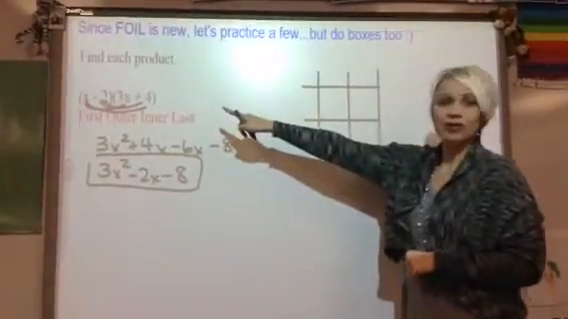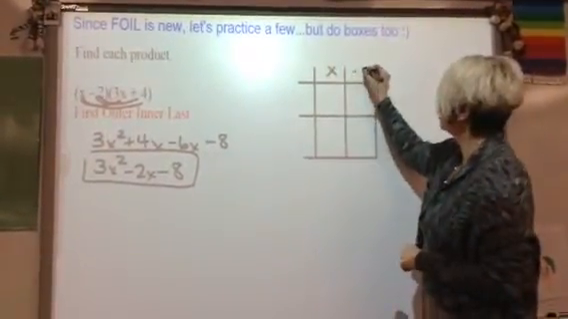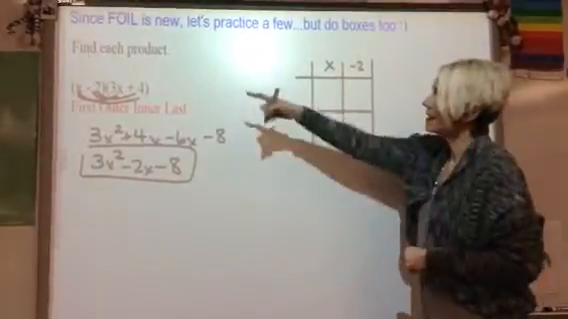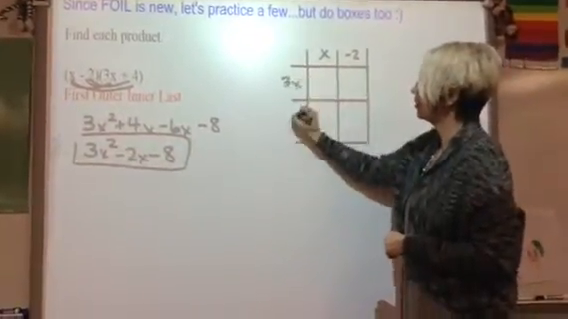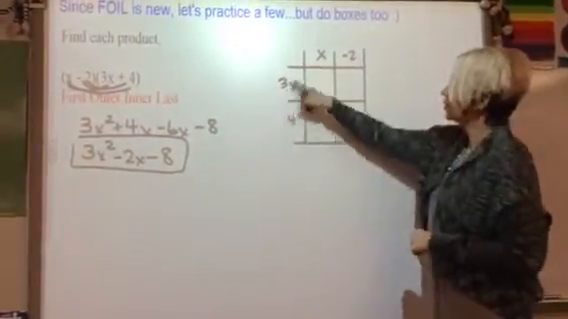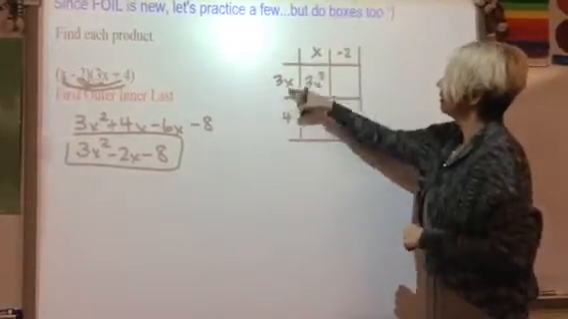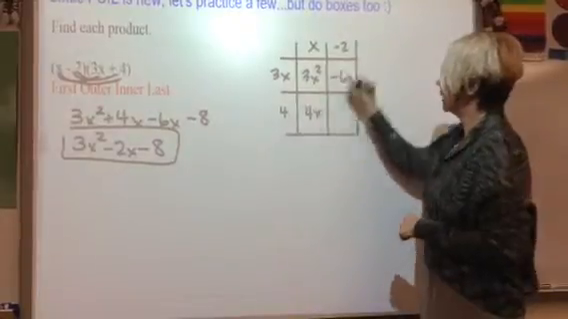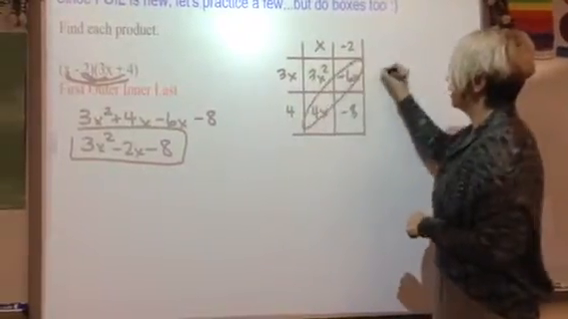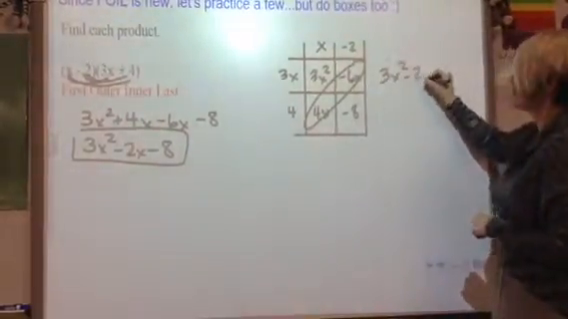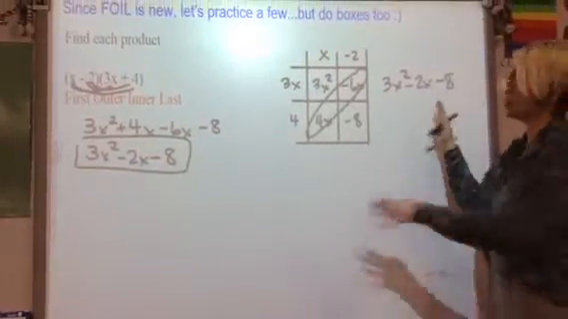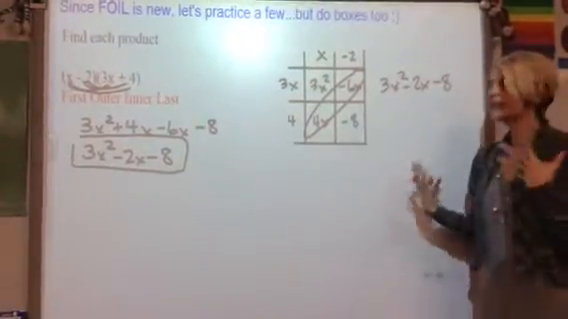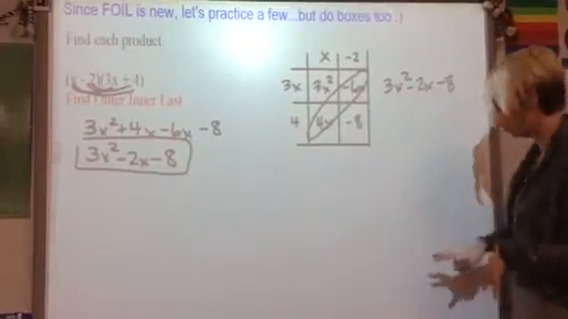My first binomial is x minus 2, so I put x here and minus 2 here. My second binomial is 3x plus 4, so I put 3x and 4. So I do 3x times x, 3x times negative 2, 4 times x, 4 times negative 2. Combine, minus 2x minus 8. So as you can see, we get the same result. You can pick what you want to use to multiply.